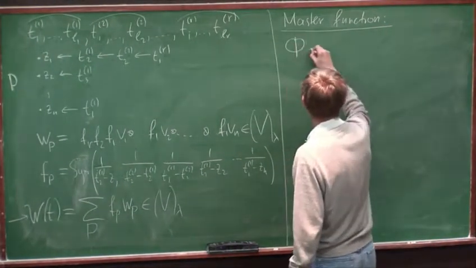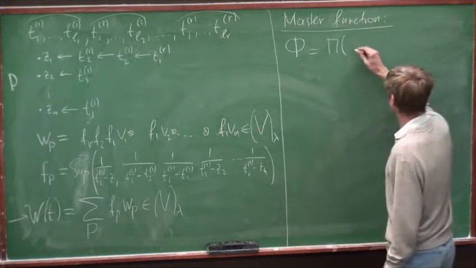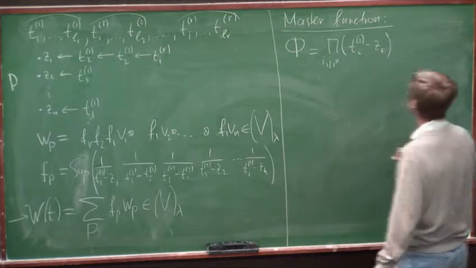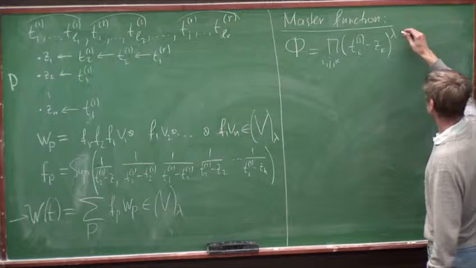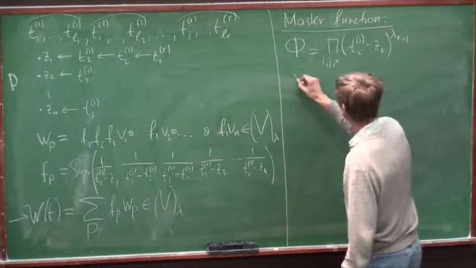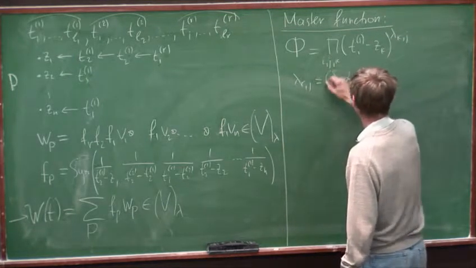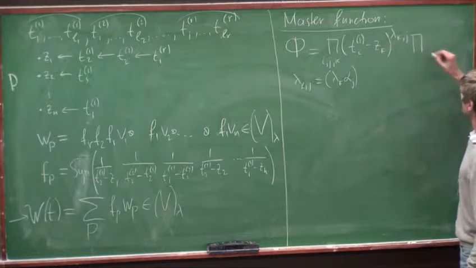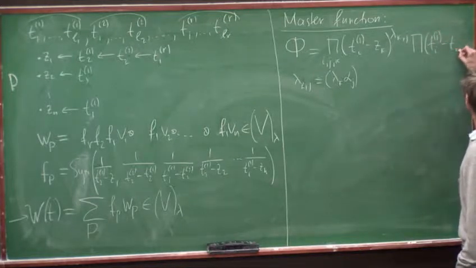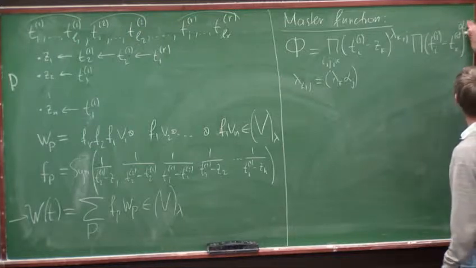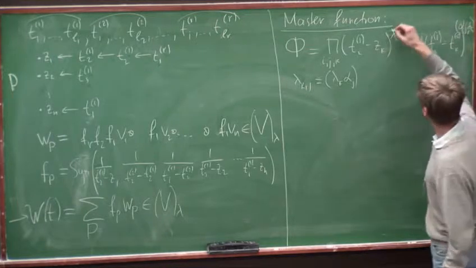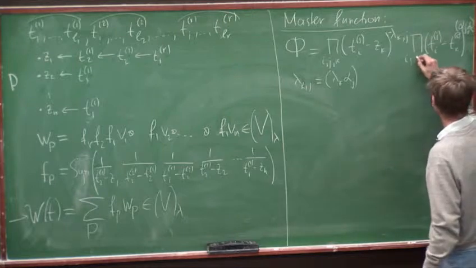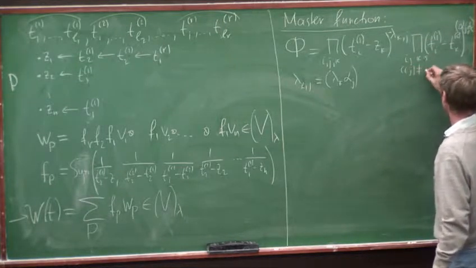The master function is always phi, and it is such a thing. It's a product of t_ij minus z_k, product over i, j, k, raised to the power lambda_k, alpha_j. Let me write here once and for all what these are: this is the scalar product of lambda_k with alpha_j. Then you have the product of t_ij minus t_ks, raised to the power alpha_i, alpha_j, alpha_s. I'm missing a minus sign here. The product is over all i, j, k, and s, but you can't have the same pair, obviously, so that it's not zero. So ij is not equal to ks.